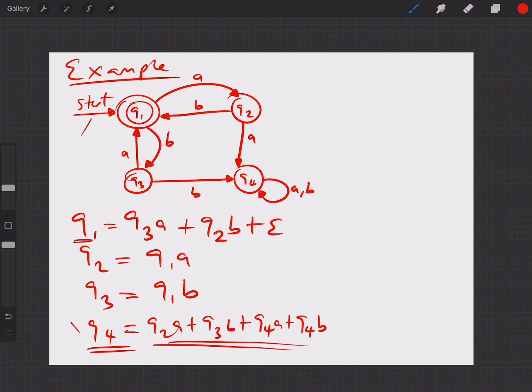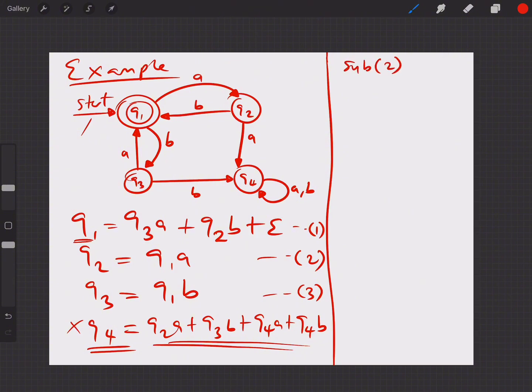What do we do from here? We have the equations written out. This is where we begin the state elimination method, where we substitute. Let's label this equation 1, equation 2, equation 3. I'll ignore equation 4 for now. There's no need for this. So substituting equation 2 into equation 1, Q1 receives that, so we are going to have Q3 on A plus Q1 on A B plus the empty.